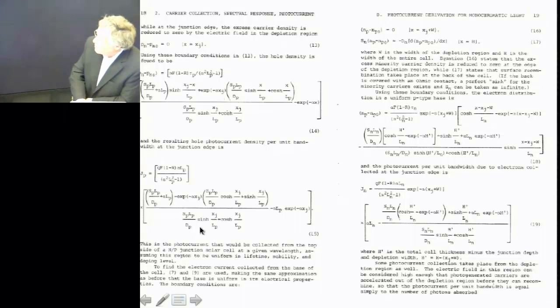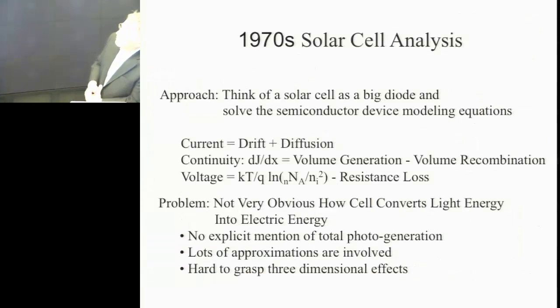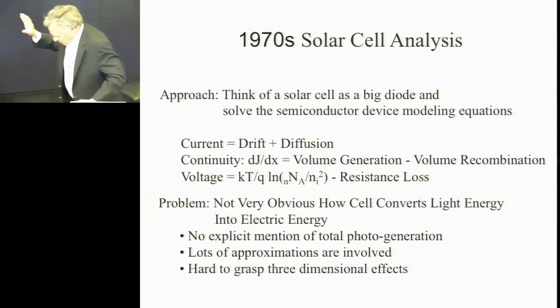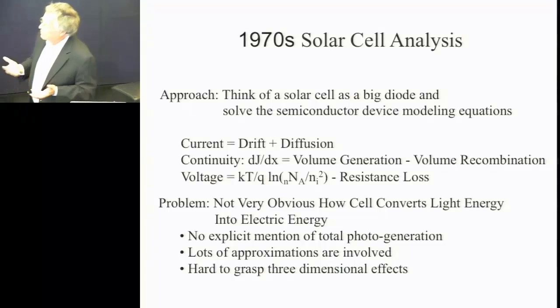But you have things like diffusion constants, diffusion lengths in here. You have generation rate somewhere buried in here. This is the volume generation rate, how many carriers per unit volume the sun creates. And you could solve all these equations on a computer, and you'd get analysis. So the idea back then was that you thought of a solar cell like a diode. You solved the continuity, drift, and diffusion equations.